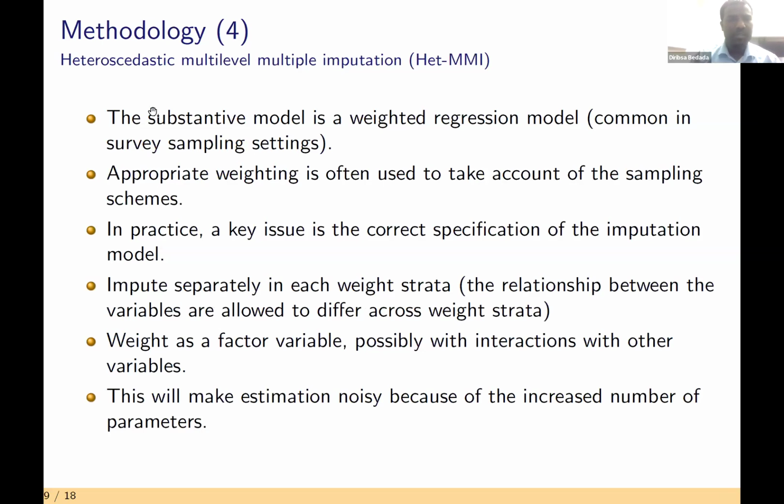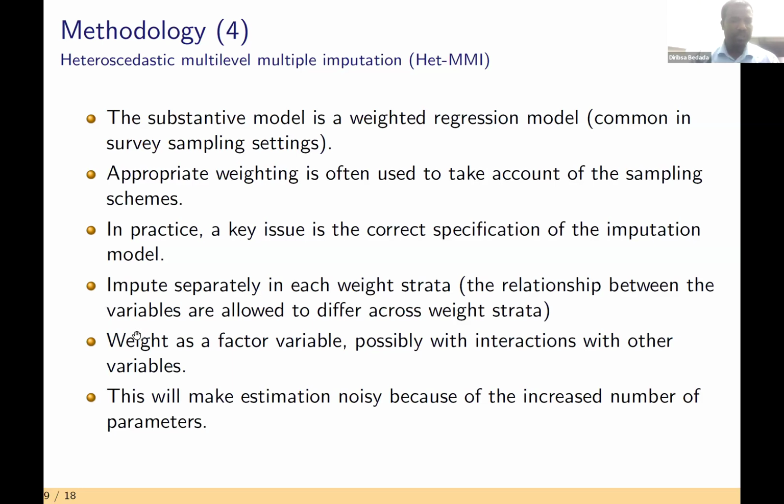Suppose the substantive model is a weighted regression model, which is common in survey sampling settings. In this case, appropriate weighting is often used to take account of the sampling schemes. In practice, the key issue is whether we have the correctly specified imputation model or not. So one possible approach is to impute separately in each weight stratum, so that the relationships between the variables are allowed to differ across weight strata.